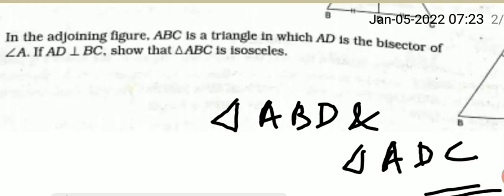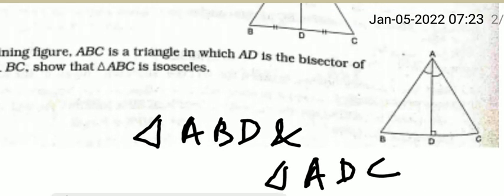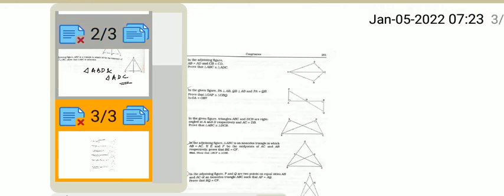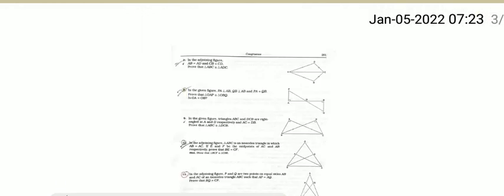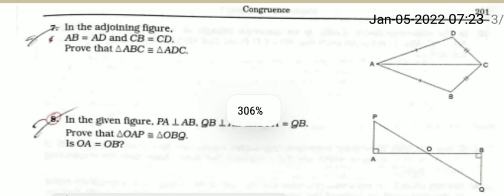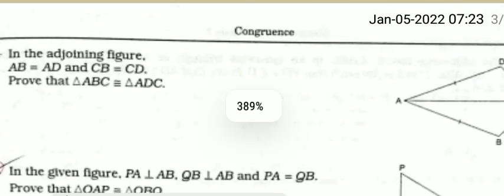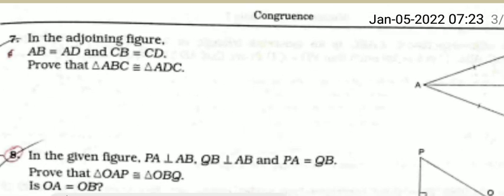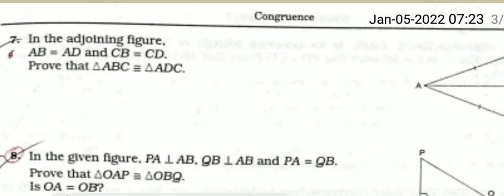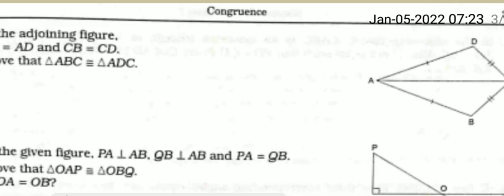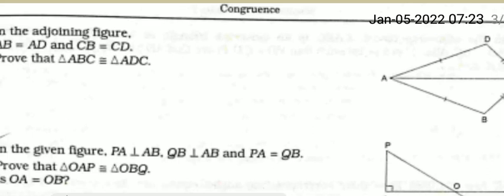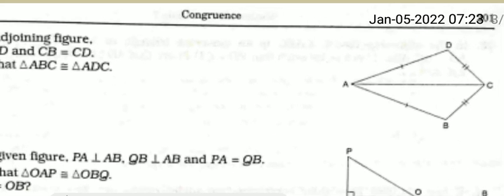Here question number 6. Students, also you have to solve question number 7. In question number 7, it tells that in the adjoining figure, AB is equal to AD, given CB equal to CD, given. Prove that triangle ABC is congruent to triangle ADC. Very simple. First you have to draw the figure. After drawing the figure, just then write proof. Then you have to write from triangle ABC and triangle ADC.